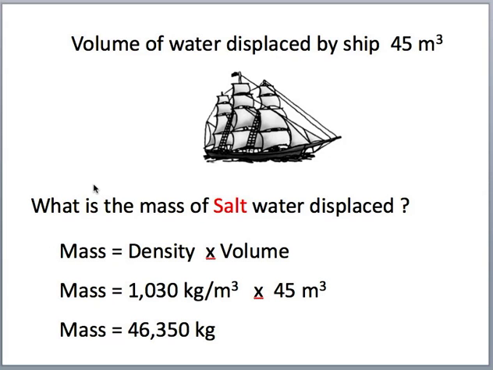And the next question would be, follow-up, well, what if we put this in salt water? You already know that you float better in salt water, and again, the reason for that is salt water is more dense. And so if you're displacing the same 45 cubic meters of water here, but this time salt water, we do the math and we find out that the mass is actually greater because it's more dense.